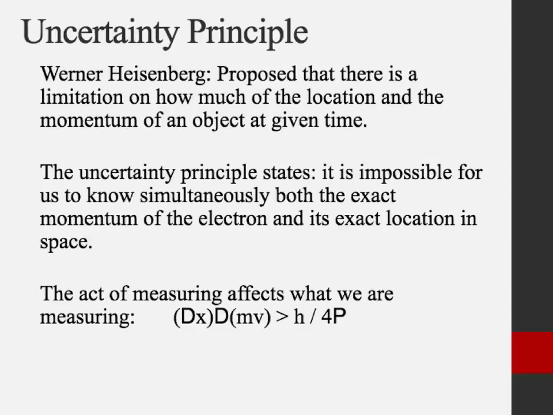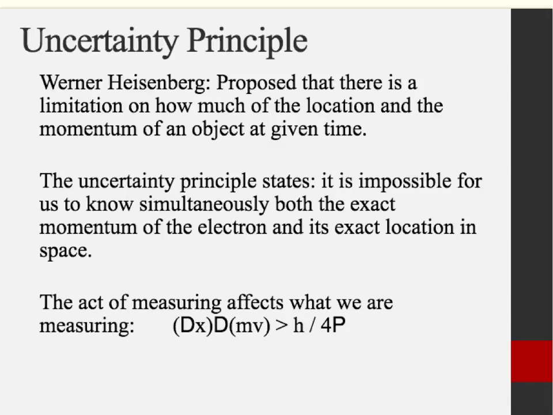Werner Heisenberg proposed that there is a limitation on how much of the location and the momentum of an object we can know at a given time. The uncertainty principle states it is impossible for us to know simultaneously both the exact momentum of the electron and its exact location in space. So he showed this through this formula, which is delta x times delta mv is greater than or equal to h, and this is supposed to be over 4 pi.